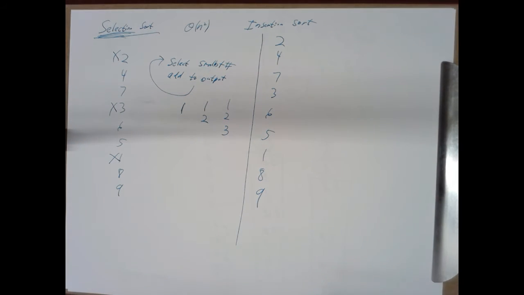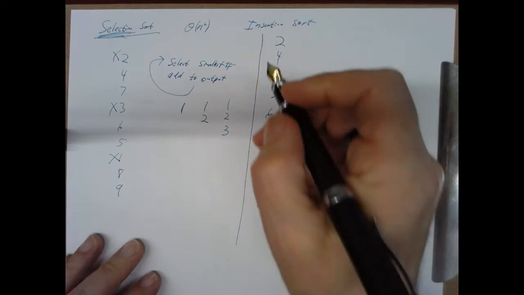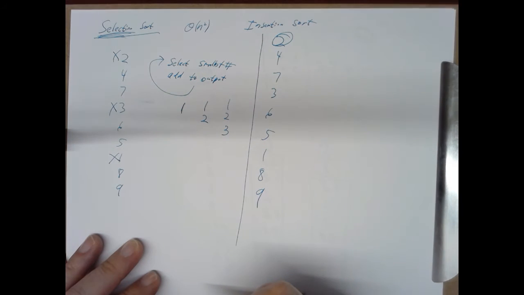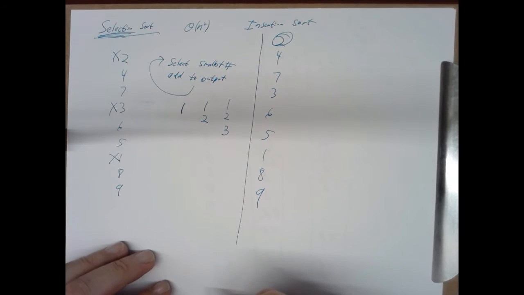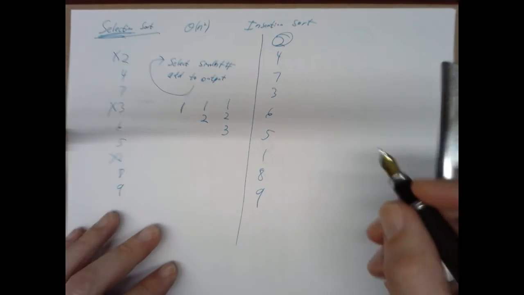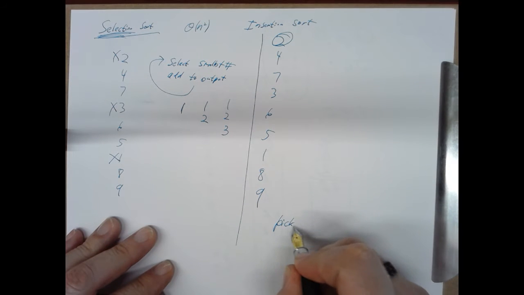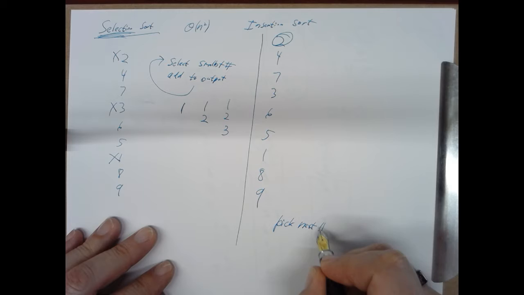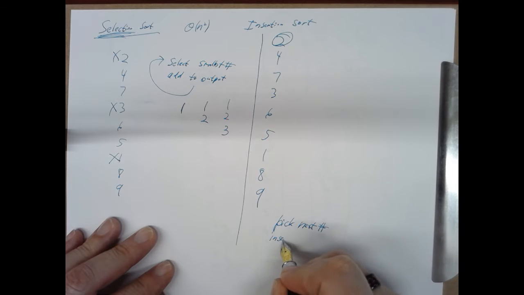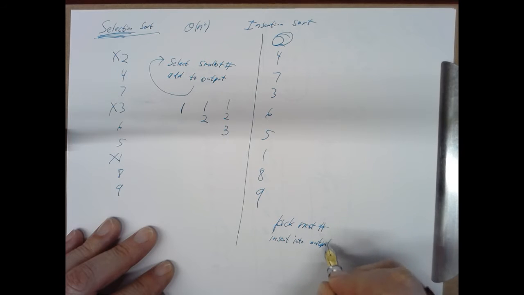So insertion sort, you don't do any work in picking your numbers. You start off with the first number, that's a 2, and you put it into the correct spot in your output array. So pick next number and insert into the output in the proper place.